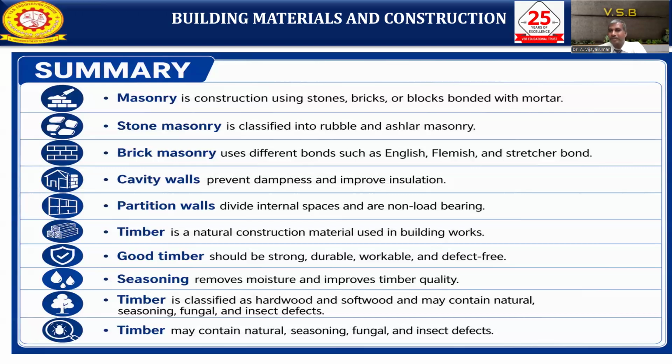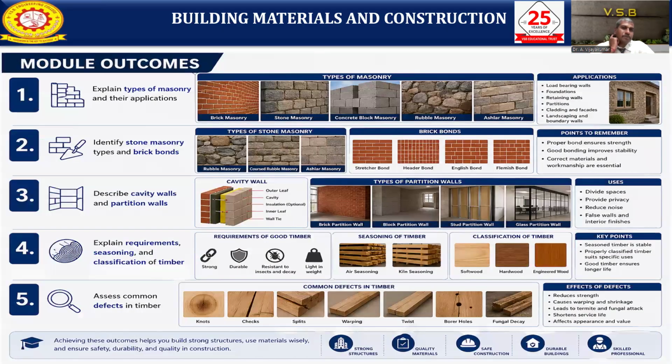Timber is a natural construction material used in all building works. Good timber is very strong, durable, workable, and free of defects. Seasoning is to remove the moisture and improve the timber quality. Timber is classified into hardwood and softwood. It may contain natural, seasoning, fungal or insect defects. So these are the outcomes.